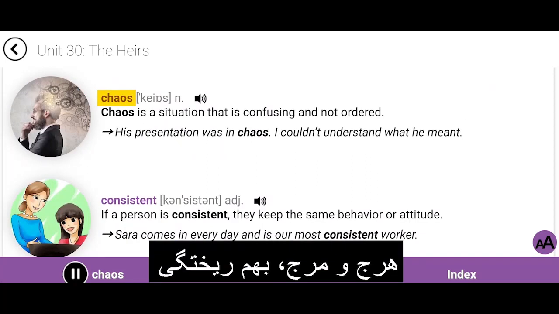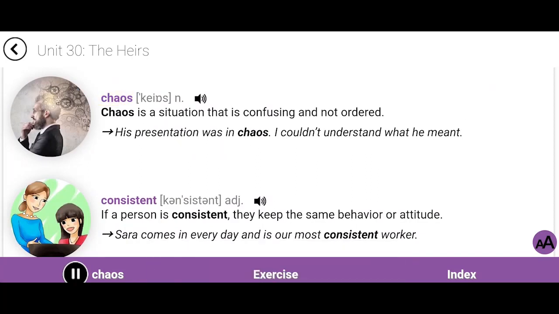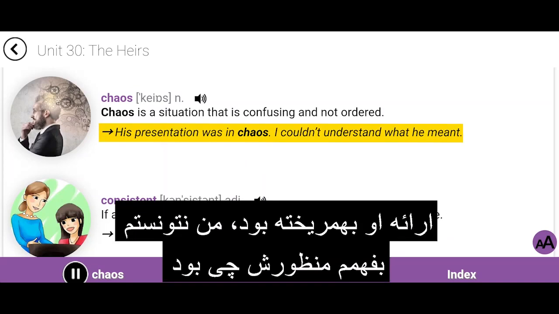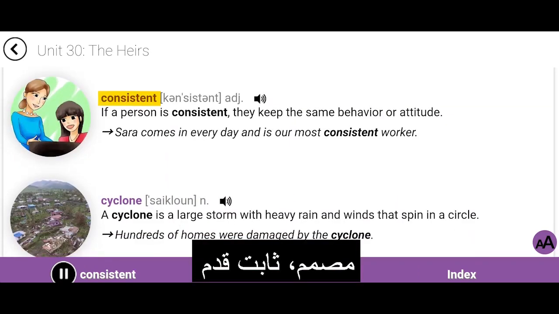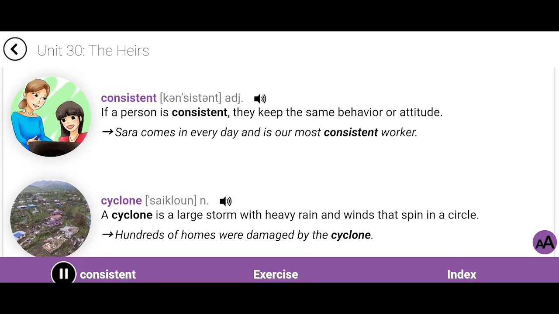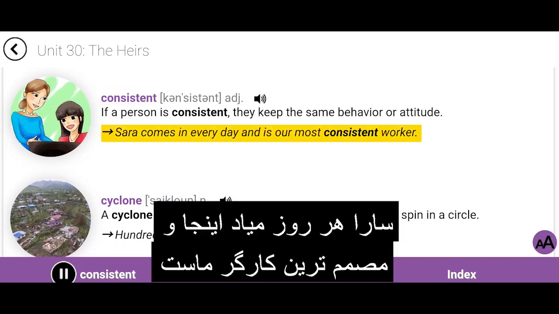Chaos. Chaos is a situation that is confusing and not ordered. His presentation was in chaos. I couldn't understand what he meant. Consistent. If a person is consistent, they keep the same behavior or attitude. Sarah comes in every day and is our most consistent worker.